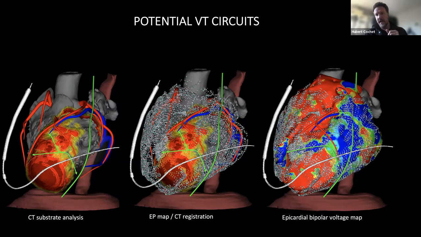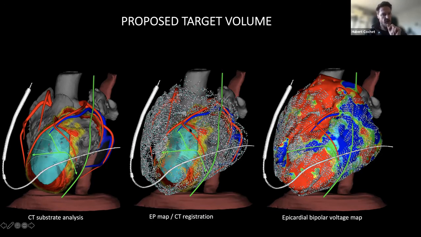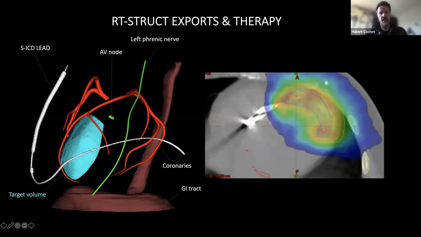What this mapping showed was an anterior channel here that was also visible on this thickness map. We will get that later. And then based on these two pieces of information, he traced a target on the volume. Then we can export this target along with structures at risk that may be damaged during ablation in a format that is suitable for SBRT planning systems. It's called the RT-struct format.